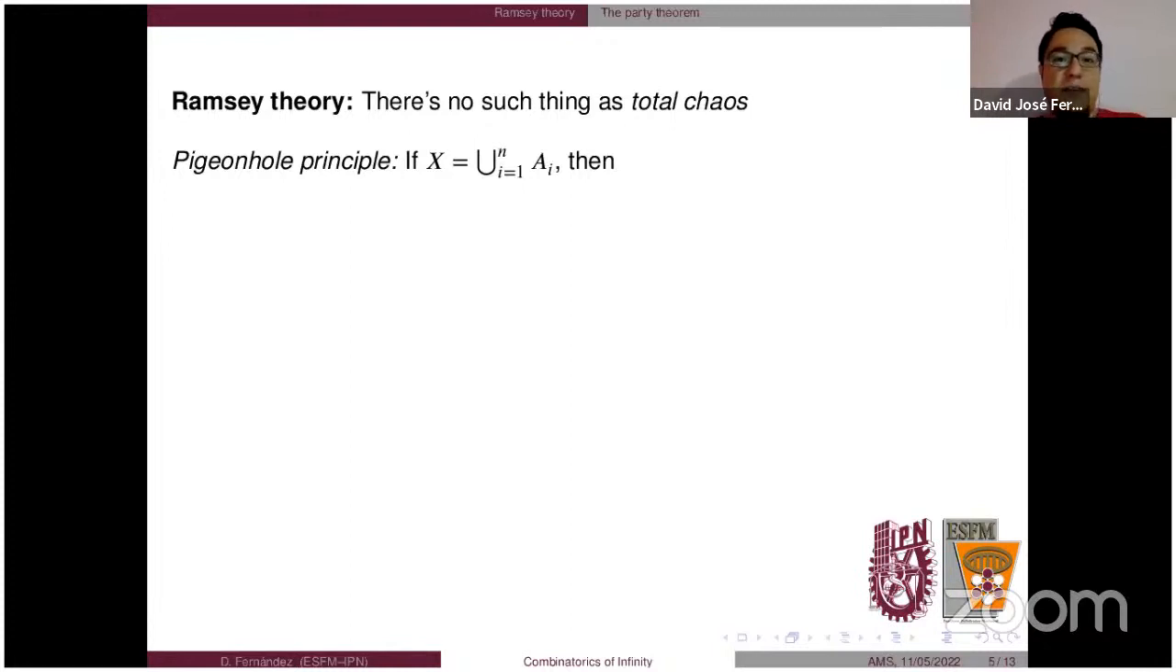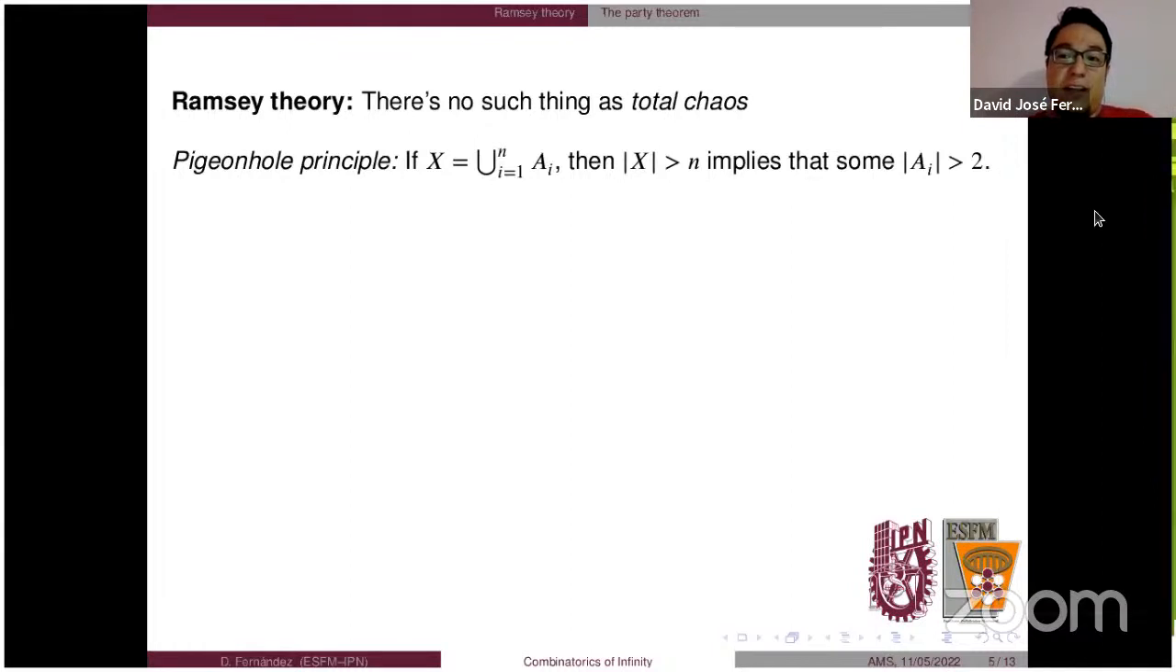So it says that if you partition a set, I'm not saying it here, but every time I write unions for this talk, we're going to assume that the unions are disjoint. So you're basically partitioning the set X into n pieces, n cells. And if the set has more elements than the number of cells, then one of the cells has at least 2 elements. This is a very simple principle. We all learn it at the beginning of our undergraduate studies, if not earlier.